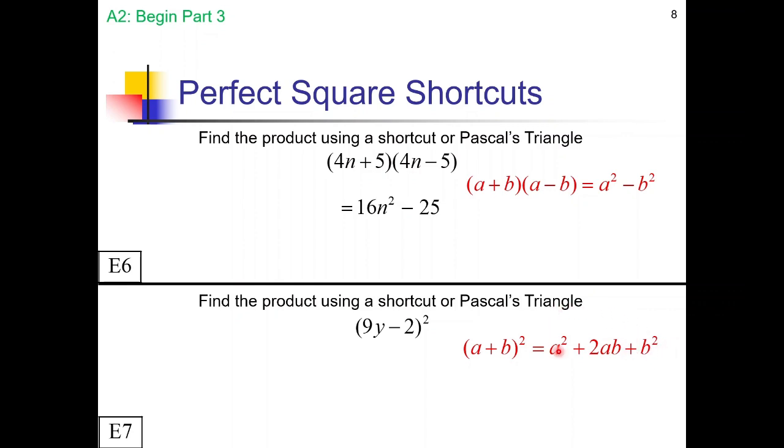So basically square the first thing, multiply them together and double it for the middle term, and square the last thing. Pause the video and review using this shortcut.